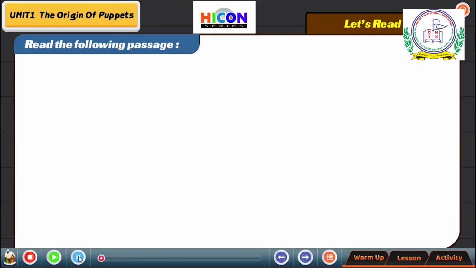In the lesson part, we have seen how puppets came into origin, and in the fun with the grammar part, we have seen some grammar portions also. Now we have to get on to the activity part, which is totally based on the language skills of reading, listening, writing, and speaking.